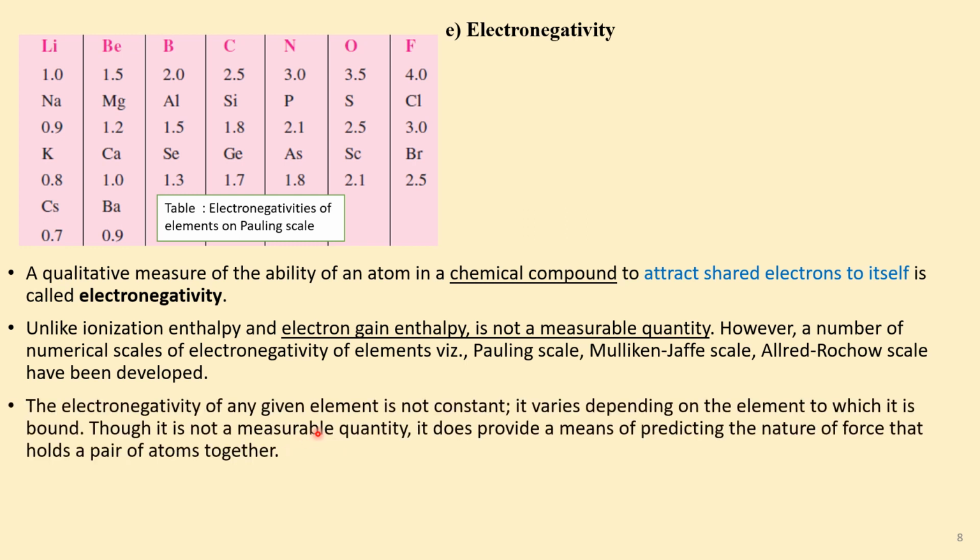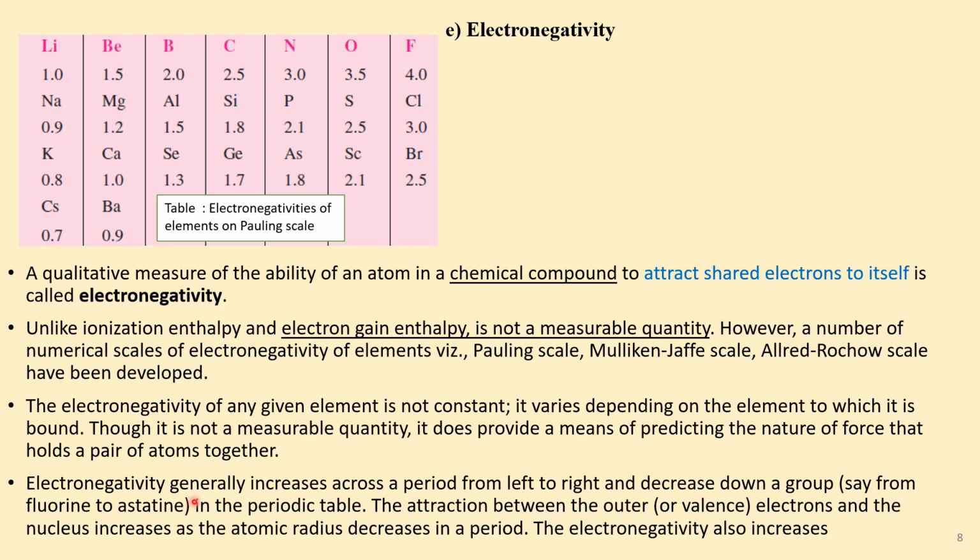The electronegativity of a given element is not constant. It varies depending on the elements to which it is bound. Though it is not a measurable quantity, it does provide a means of predicting the nature of force that holds a pair of atoms together. That is a relation that you can explore later.